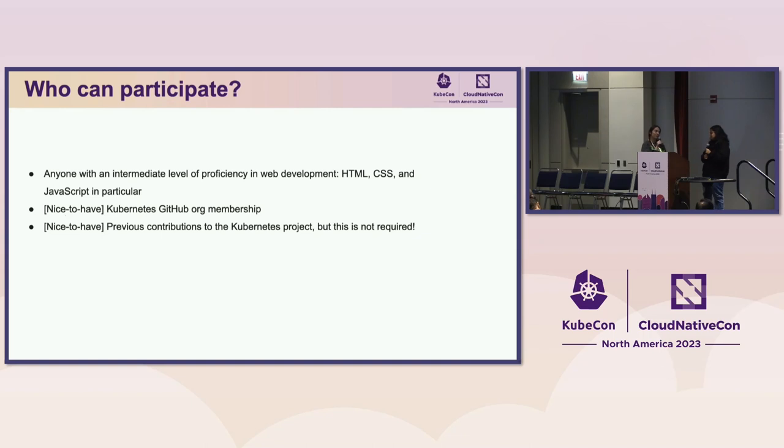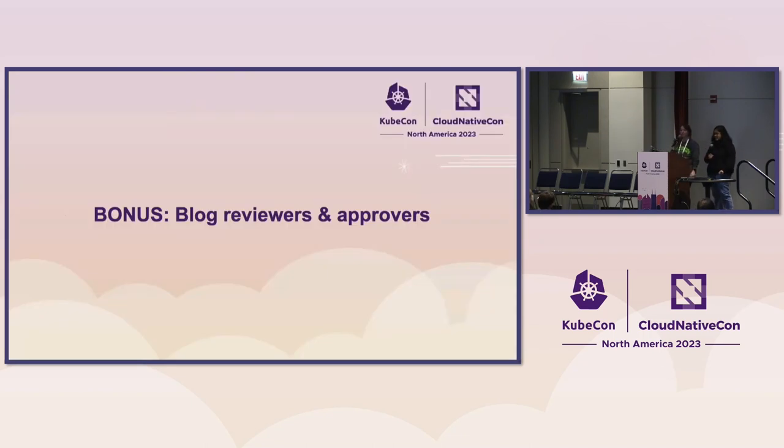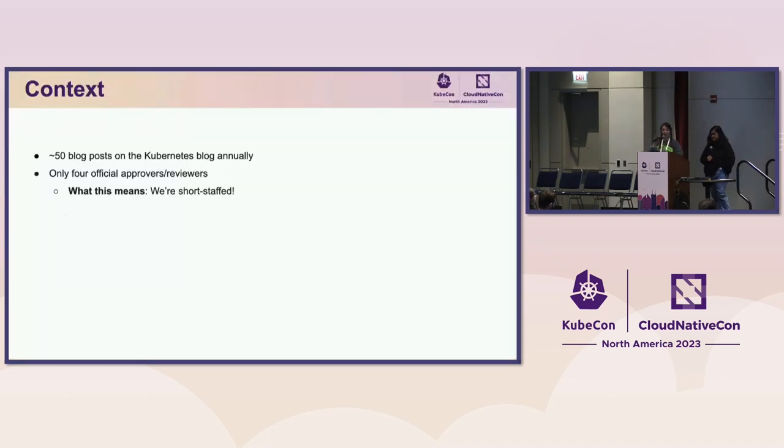Speaking of blog, we do have a bonus area that we're going to chat about, Divya, and very quickly we're going to go through the need for blog reviewers and approvers. For context, for folks who may not know, we have published around 50 blogs annually for Kubernetes. A huge amount of those blogs come around during release time, so there is a lot of traffic during the end portions of each release so that we can review and approve the release blogs that will be coming out and the different feature blogs that get written.